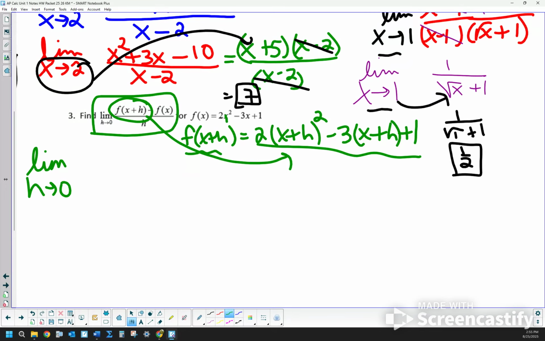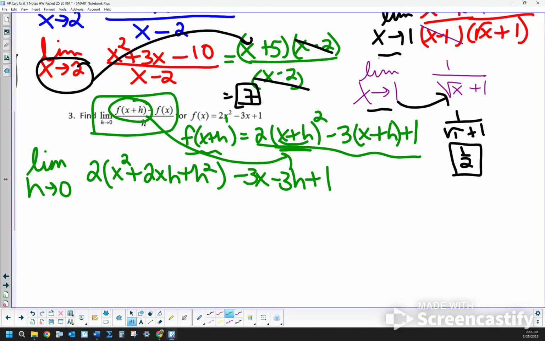So that's what I'm going to write here, but I'm going to go ahead and distribute that now that I have written it out for you. So x squared, and then xh plus 2xh plus h squared, and then distribute the negative 3 and then plus 1. So that's what I've done here. I've already taken care of that.